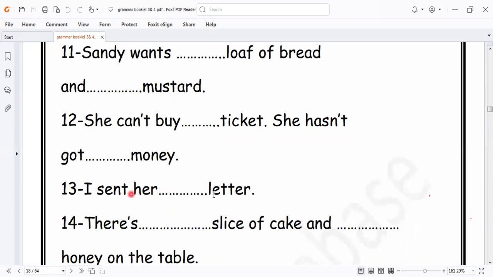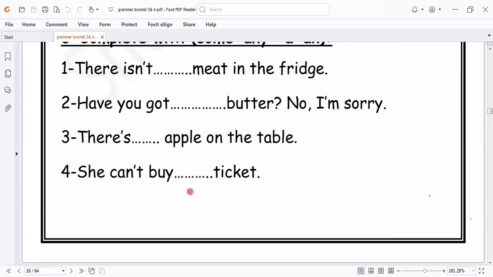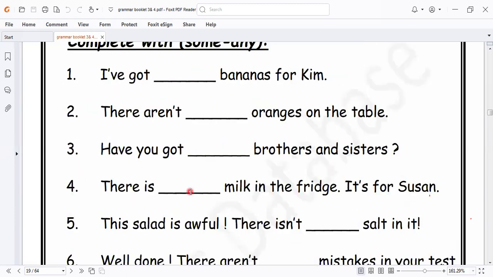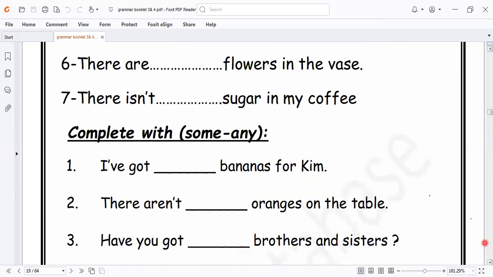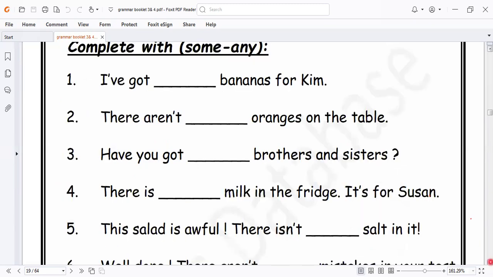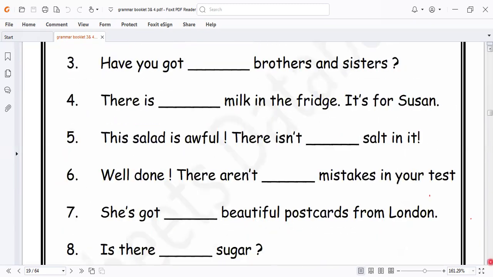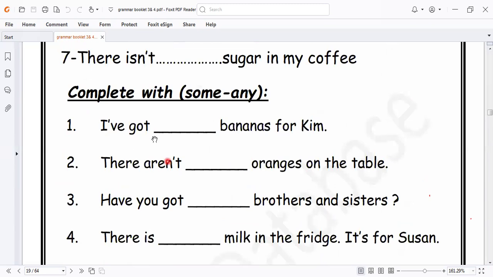I send here what? A letter. Okay, I answered some of them, not all. There is some and any. I would like to answer some and any here with you. I answer five only, not all. I have got bananas. I have got what? I have got some bananas.